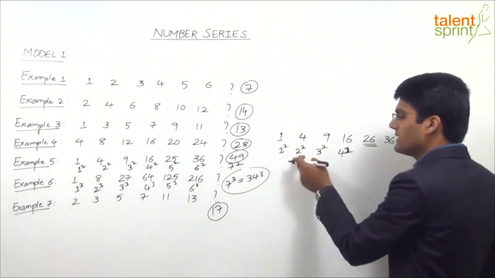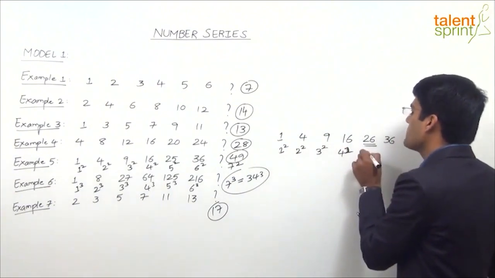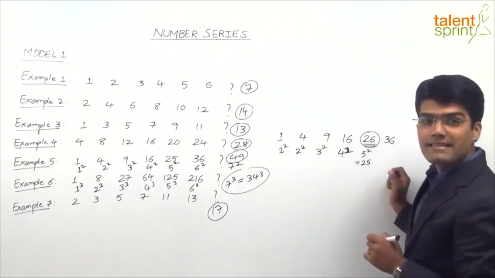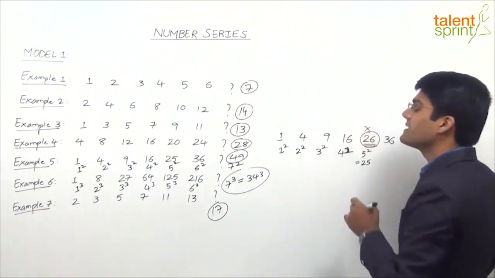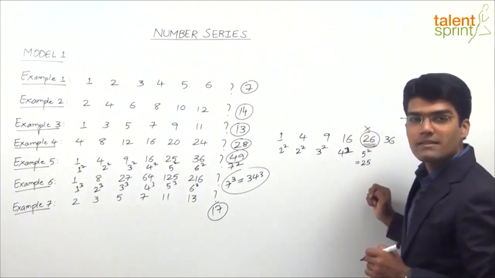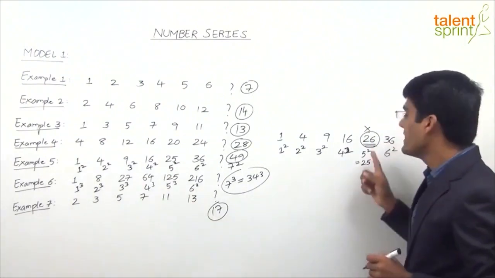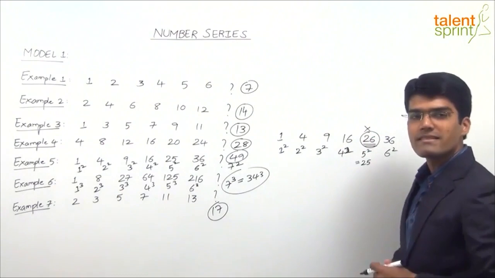So as per this series, the next number has to be 5 squared, which is 25. But the given number here is 26. Hence we say that 26 is the wrong number, and that is the answer for this question. And 36 is nothing but again 6 squared. So 26 is the odd one out, or 26 is the wrong number.